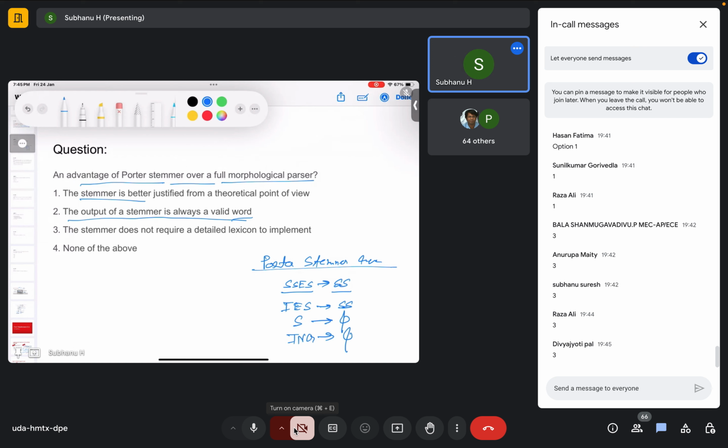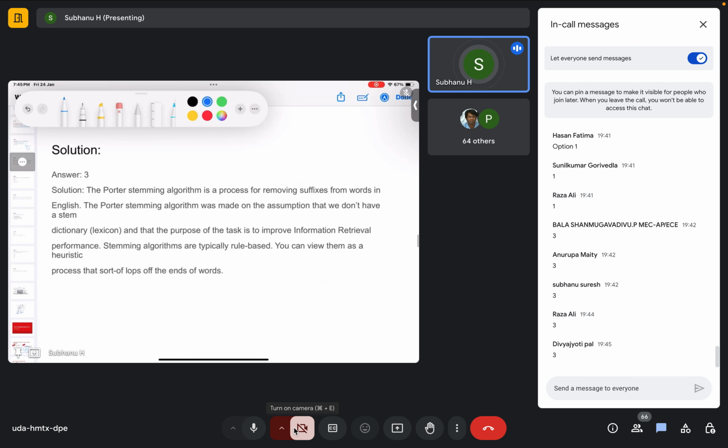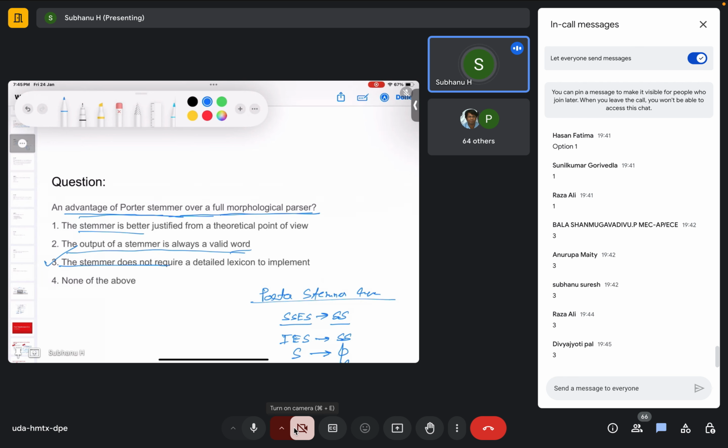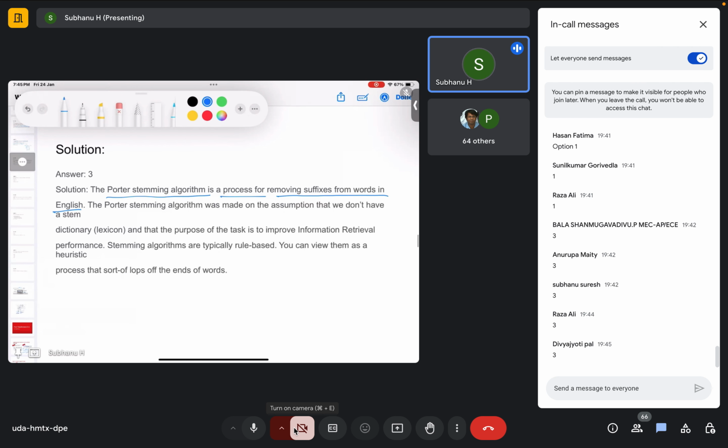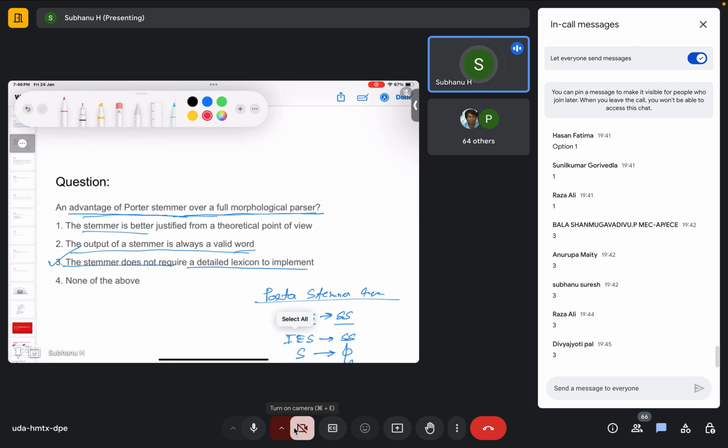Okay. So an advantage of Porter stemmer over a full morphological parser, the answer is 3. The stemmer does not require a detailed lexicon to implement. What does that mean? The Porter stemmer algorithm is a process for removing suffixes from words in English. It was made on the assumption that we don't have a stem dictionary. Lexicon means, so we have a new word here, detailed lexicon. So a stemmer does not require a detailed lexicon to implement. That means a dictionary to implement.